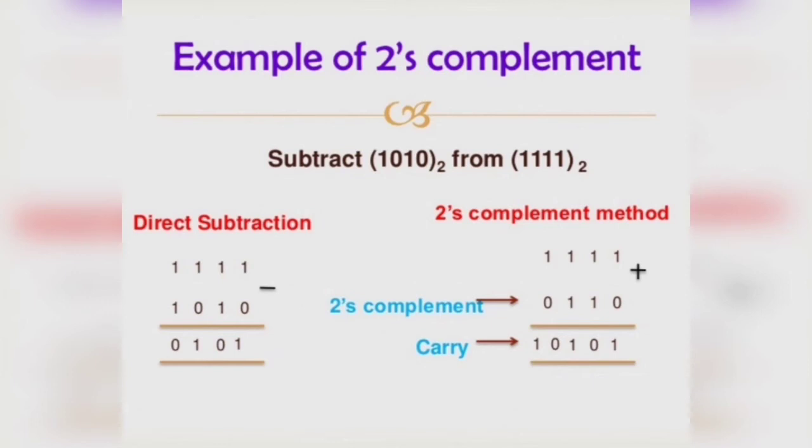It is a direct subtraction method. In the direct subtraction method, 1111 minus 0101. 1 minus 0 gives 1. 1 minus 1 gives 0. 1 minus 0 gives 1. 1 minus 1 gives 0. The answer is 1010. We can do the same in the 2's complement method.